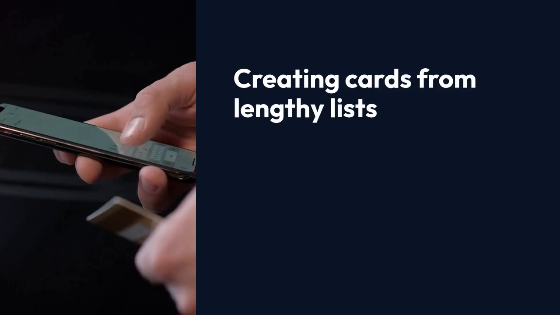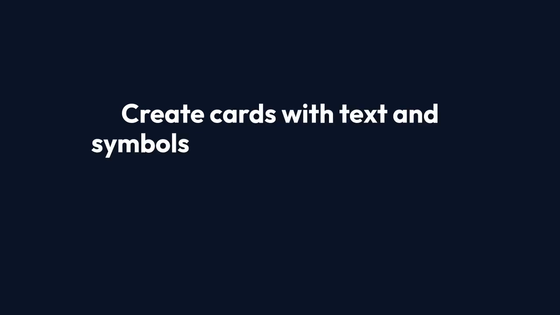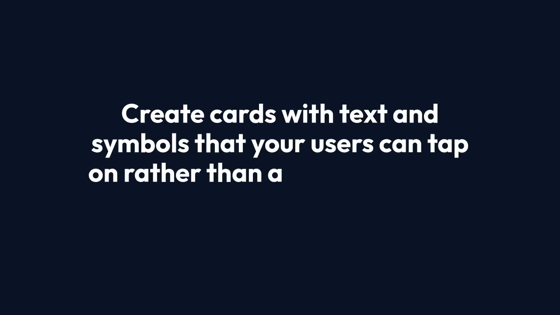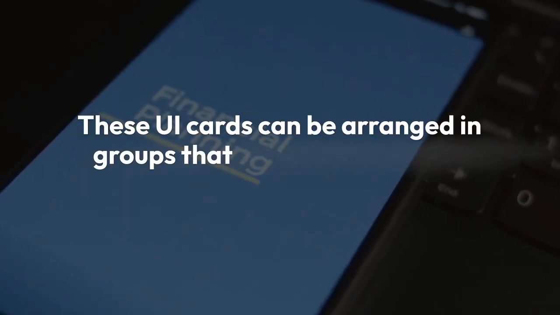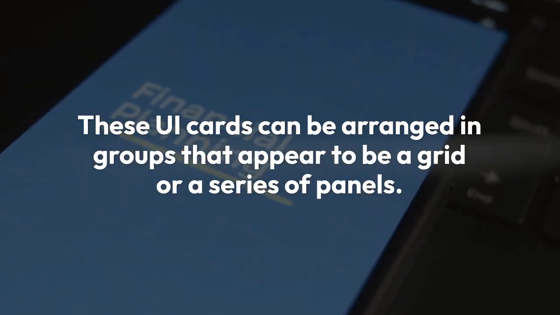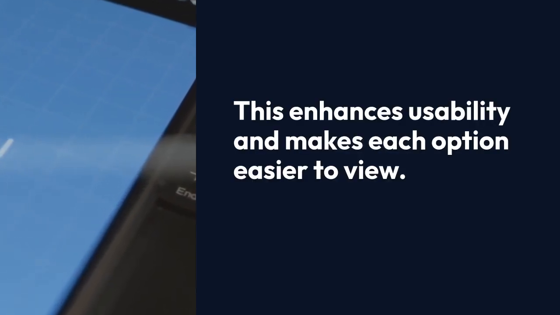Creating cards from lengthy lists of options is a terrific technique to make your bank app design more readable. Create cards with text and symbols that your users can tap on, rather than a vertical column of text links. These UI cards can be arranged in groups that appear to be a grid or a series of panels. This enhances usability and makes each option easier to view.